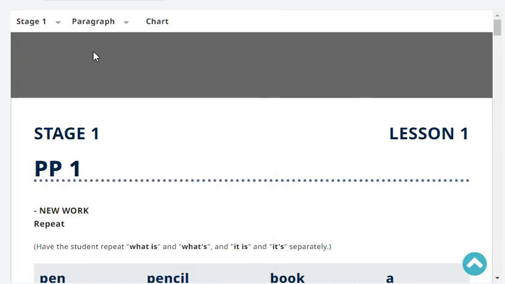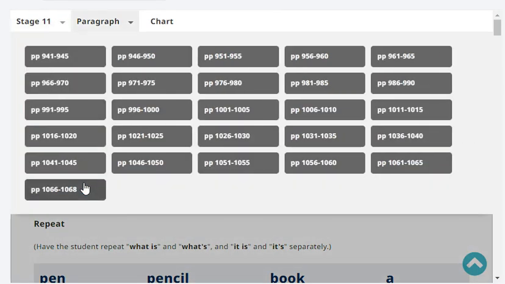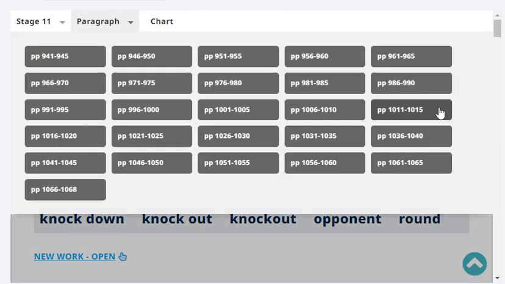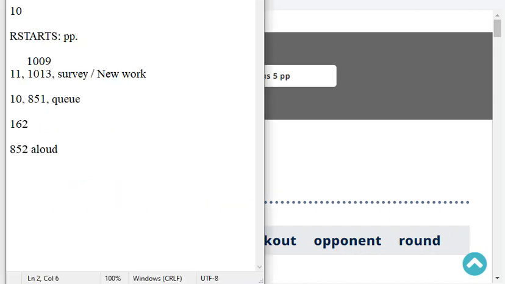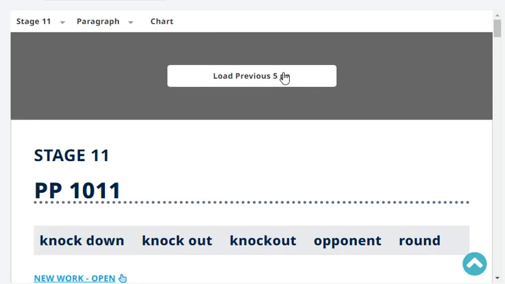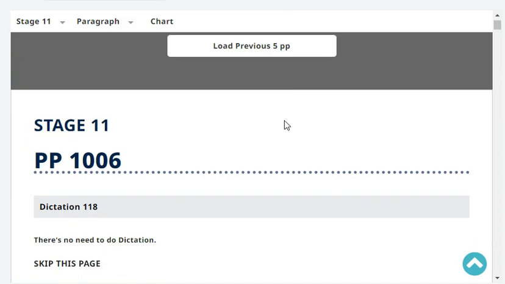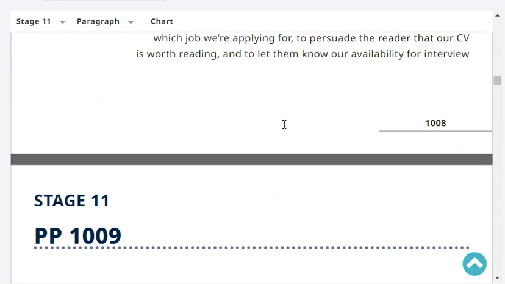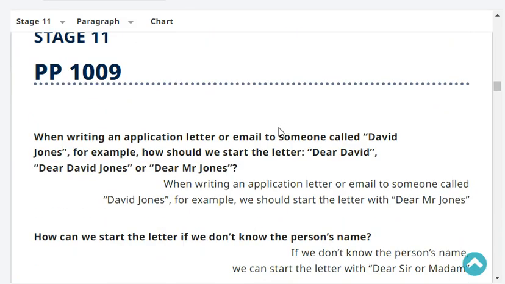Stage 11, paragraph page 1013. Okay, here we go. And our last headword was survey, new word type of lesson. So let's start with our revision. Ready? Okay. Here we go.